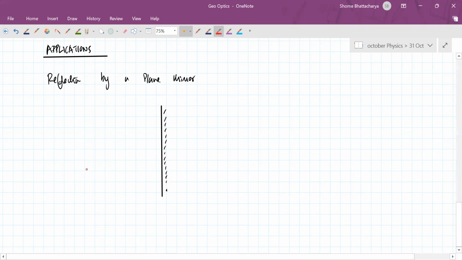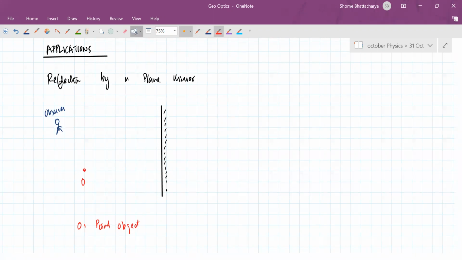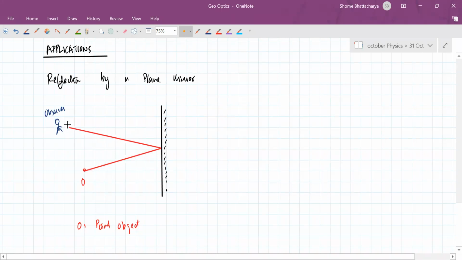So if there is any point object, and there is some observer present anywhere, then to the observer it will look like there is what we call a virtual image of the point object behind the mirror at the same distance. Now let's observe why that happens. It happens because any ray which is incident like this is reflected back like this.